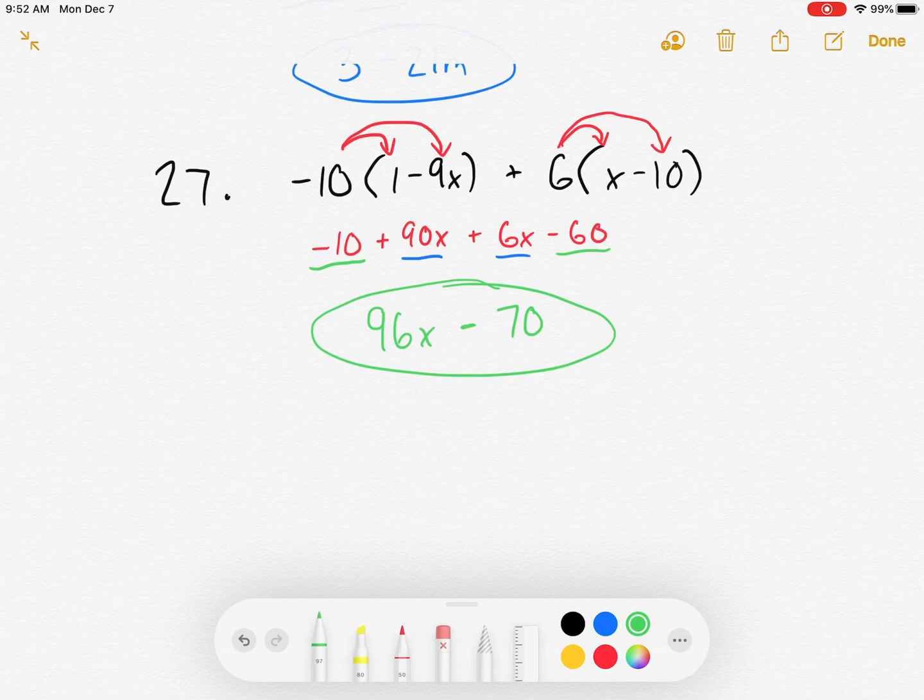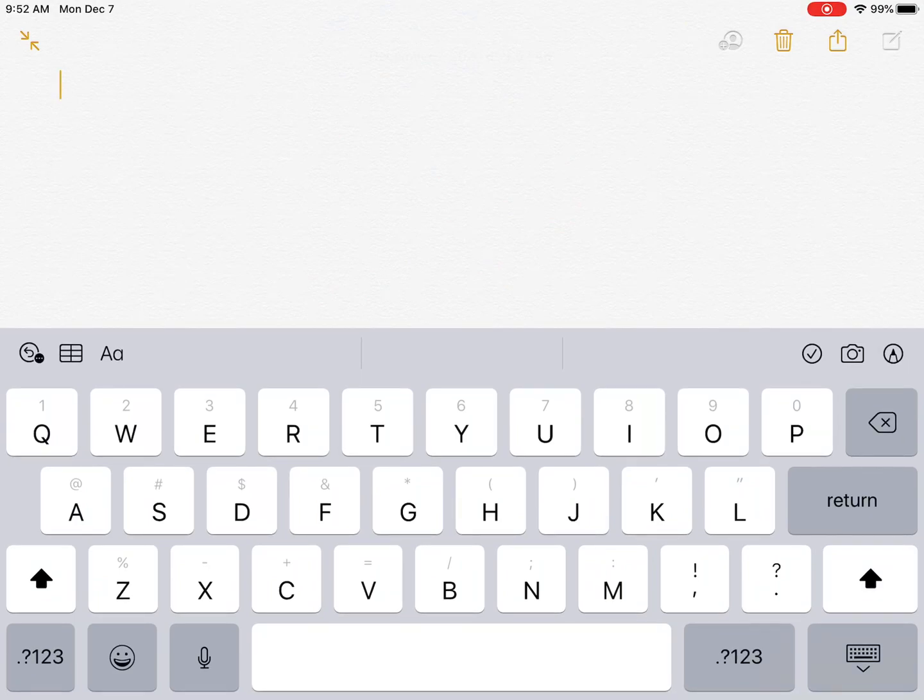So that would be our final answer. So big picture, the only thing that changes is we have to use the distributive property first.